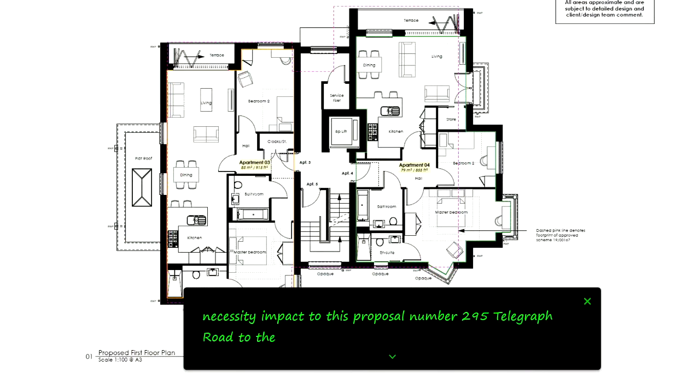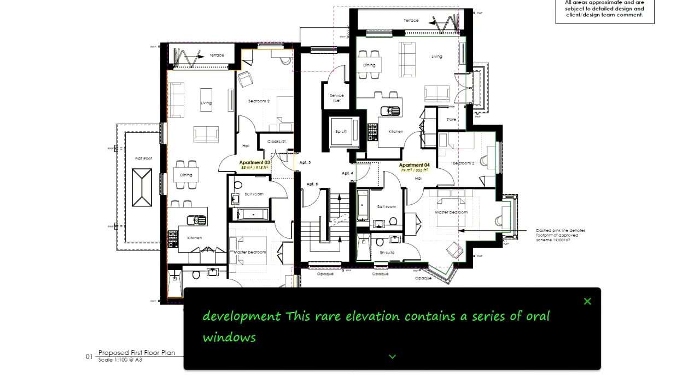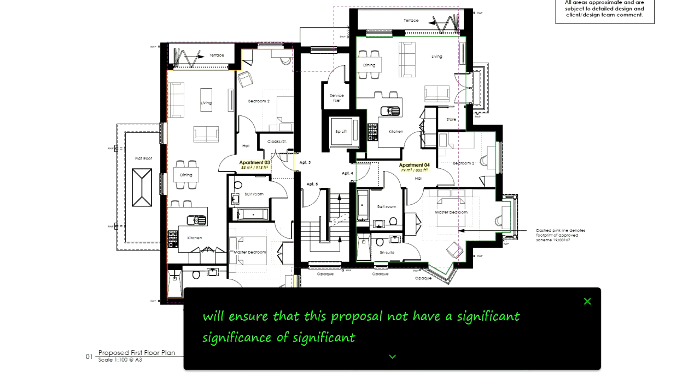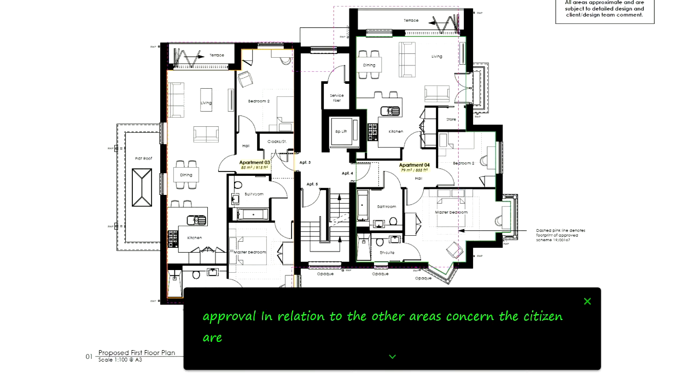In assessing the impact of this proposal on number 295 Telegraph Road to the rear, the proposed building will sit approximately half a metre closer than the previous consented development. This rear elevation contains a series of oriel windows, and this, together with the fact that the proposed development displays away from the shared boundary wall, will ensure that this proposal will not have a significant greater impact over the previous approval.